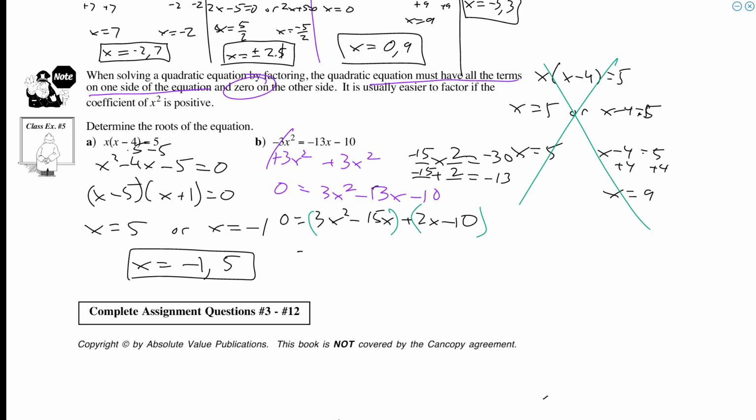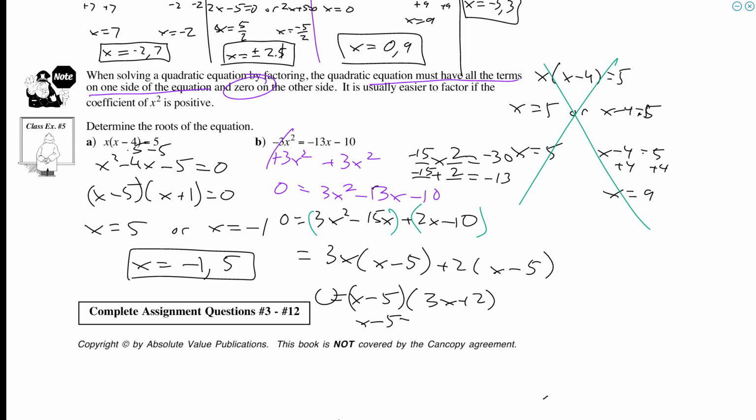Alright, first group: 3x can be factored out, left with x minus 5. Second one, 2 can be factored out, left with x minus 5. Excellent. (x minus 5) times (3x plus 2) equals 0. I found in general, most of us can see that this one, what makes it 0 is 5. But this one is usually a little bit harder for us to see, so most of the time you end up having to do work there. Right, so x minus 5 is 0, or 3x plus 2 equals 0.